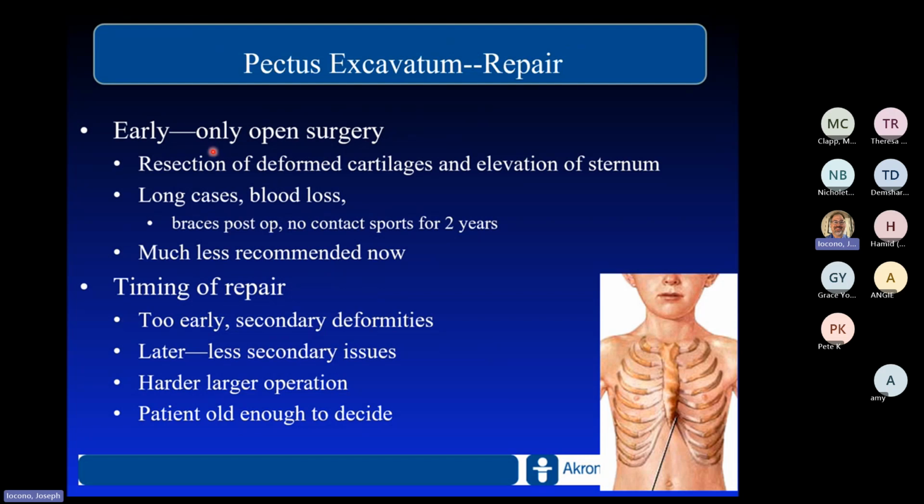We used to do early open surgery. Now, if you operate on these kids early, your only option is open surgery, which resects all the deformed cartilages and either pops up or pops down the sternum. It is associated with a lot of pain, a lot of recurrence, and a lot of other issues. So we tend not to do these anymore.